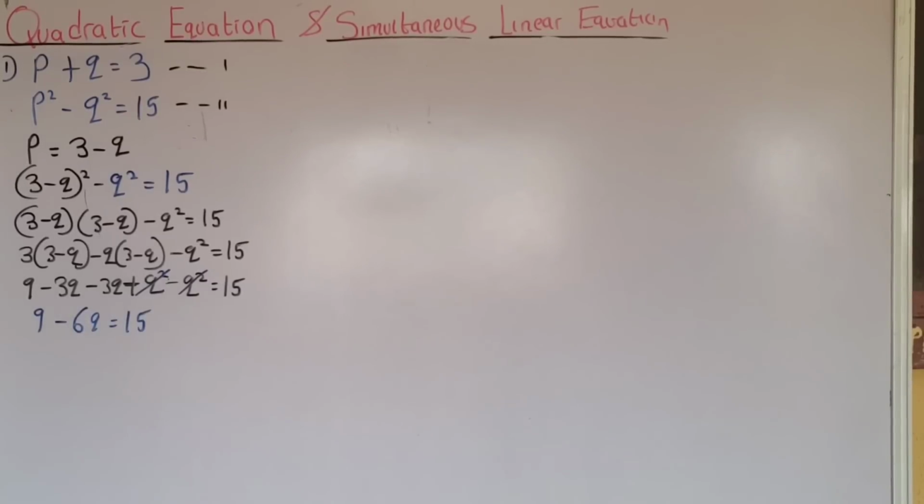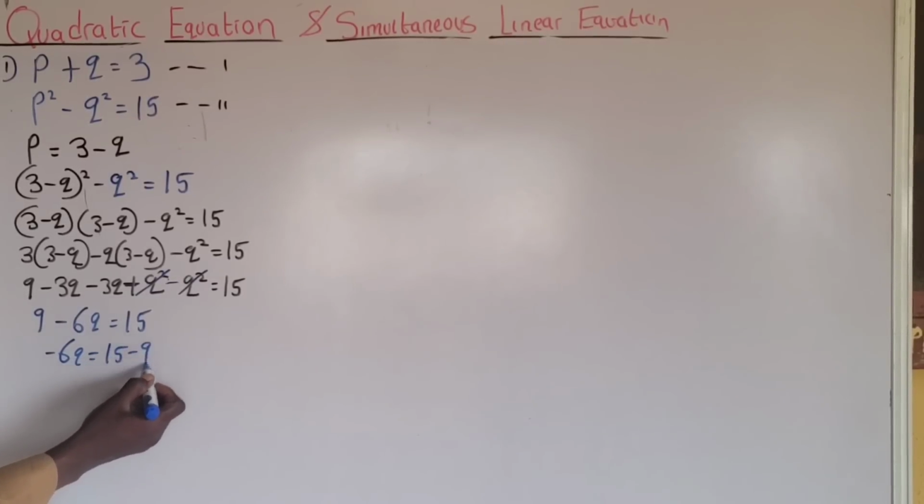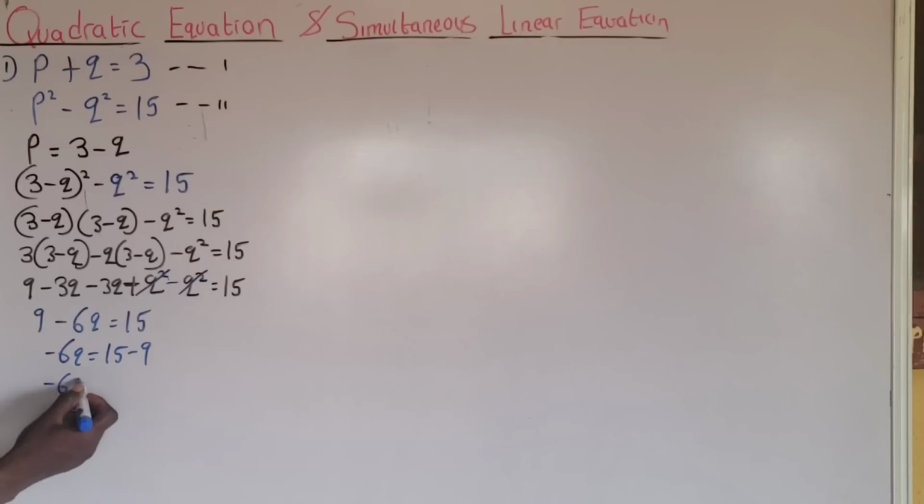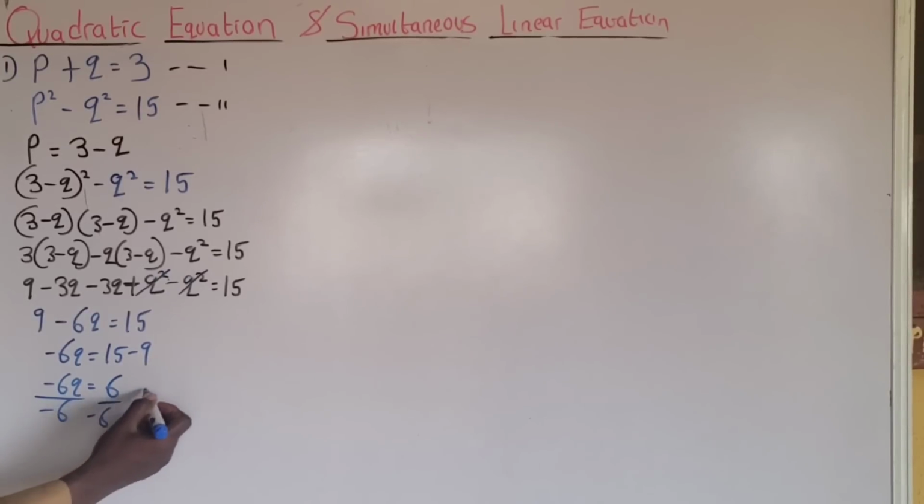Wow, what an amazing equation. Now, if you take this 9 to the other side of the equation, we are going to have negative 6q equals 15 minus 9, which is 6. Divide both sides by negative 6. So q will be equal to negative 1. So the value of q is negative 1.